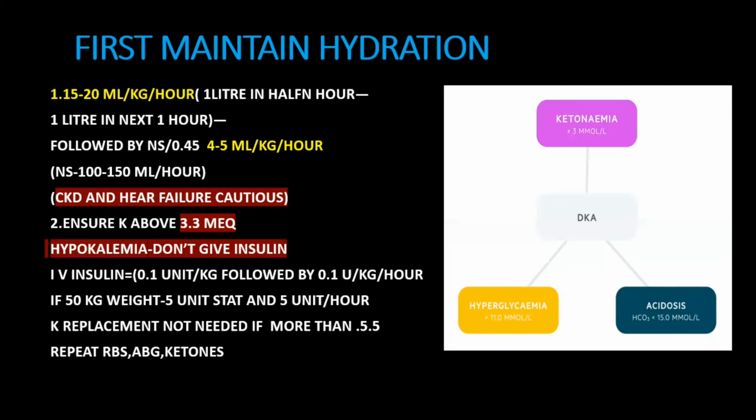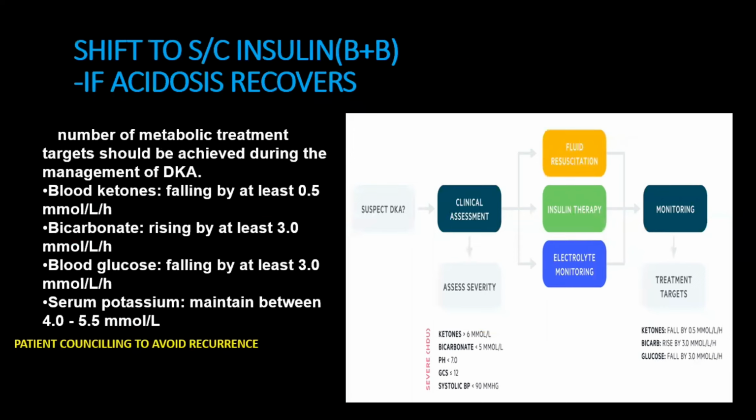IV insulin dosage is 0.1 unit per kg followed by 0.1 unit per kg per hour. So if the patient weighs 50 kilos, 5 units IV to start and 5 units per hour we should give. Potassium replacement is not needed if potassium level is more than 5.5, and we should always repeat ABG, ketones and RBS levels. Shift to subcutaneous insulin, basal plus bolus, if acidosis recovers.